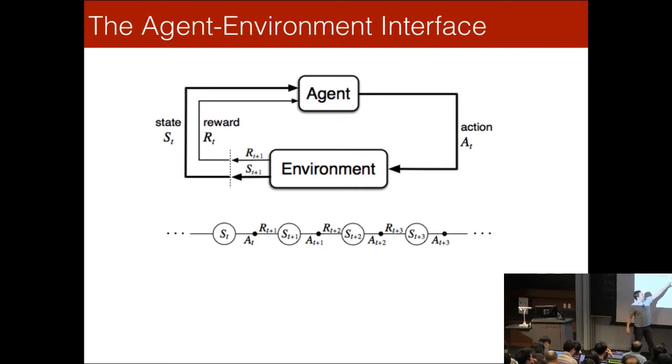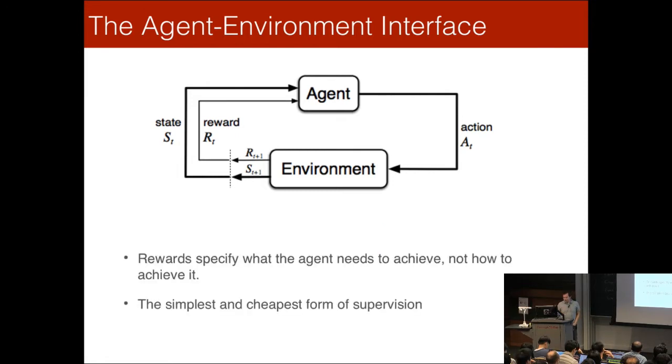You take an action, and sometimes you get a reward. The reward signal is basically telling you something about whether that was a good action or not. Typically in the reinforcement learning environment, these rewards are going to be very sparse. So once in a while, you get feedback saying, was that a good action or not? Okay? So it's a sequential process. And rewards are basically specifying what the agent needs to achieve, not how to achieve it. Right? And that's the beauty of reinforcement learning, because it's the simplest and cheapest form of supervision.